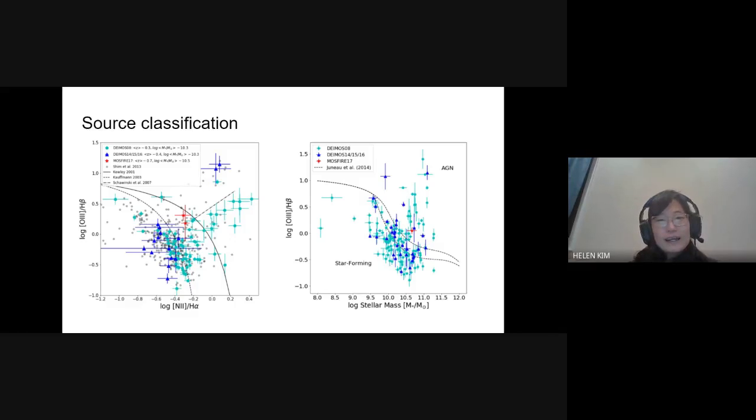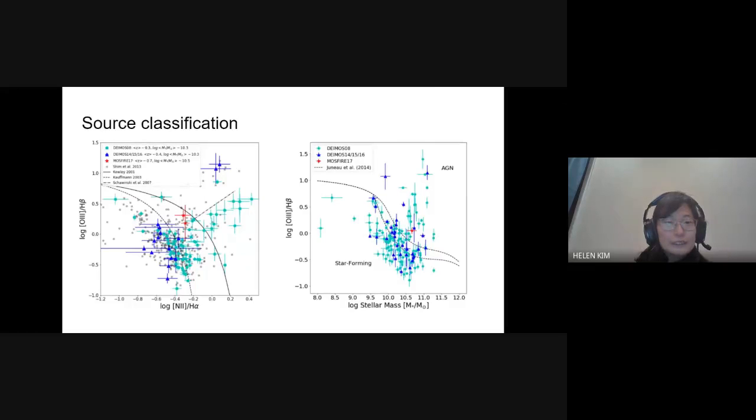Okay, so with our emission line diagnostics, we can classify our sources with the BPT diagram. And on the left, we can see that about half of our DEIMOS galaxies lie along the star forming sequence, with about a third composite and a few Seyfert emission liners.